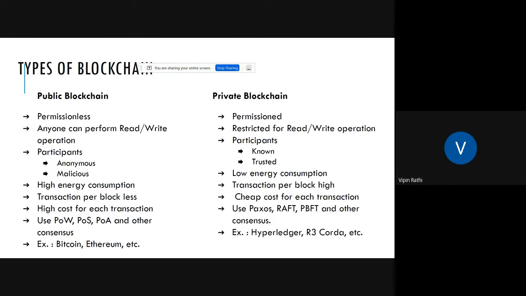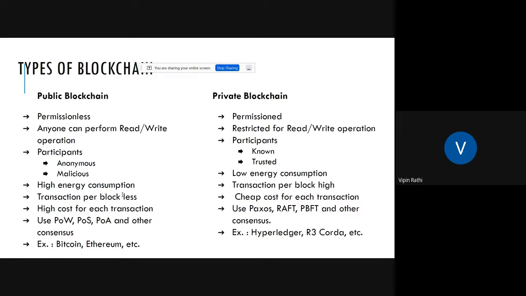There are types of blockchain which are called public and private. Public is permissionless, right? Anyone can join, anyone can perform read and write operations. But private is restricted, mostly on the participant side, right? Who is participating in this permissioned network. Participants in public can be anonymous or malicious, here they are known and trusted. Low energy consumption. Currently the problem with the public blockchain, whether it's Bitcoin or Ethereum or other blockchains, is high energy consumption because of proof of work. But some of the blockchains are now shifting towards proof of stake so that they can decrease this high energy consumption.